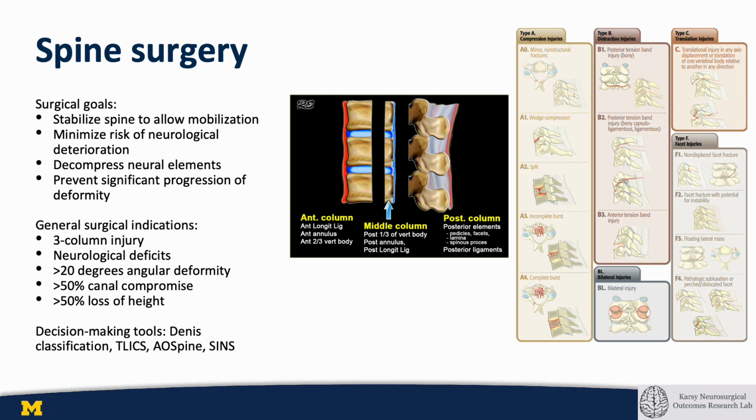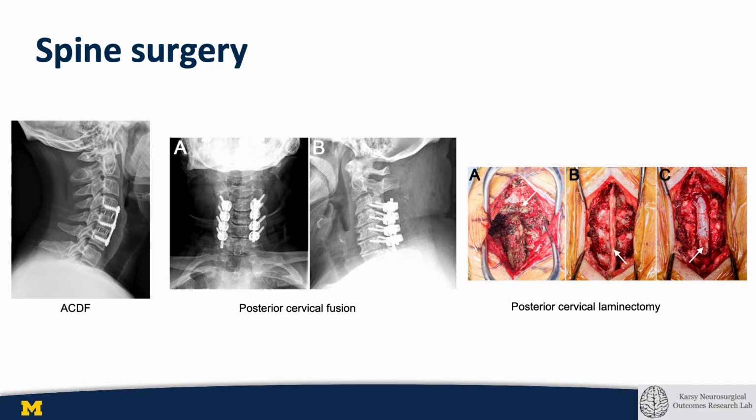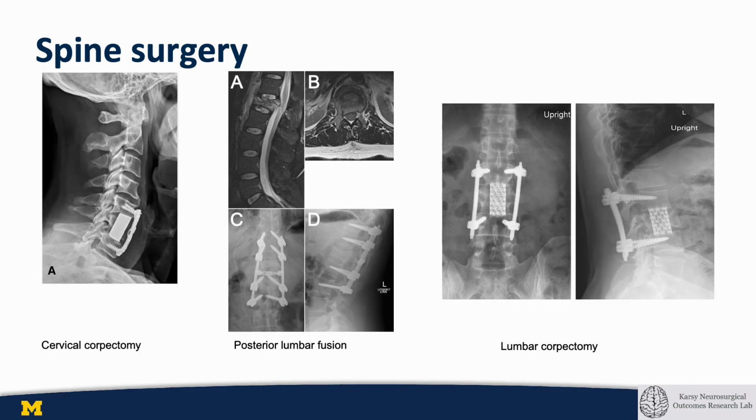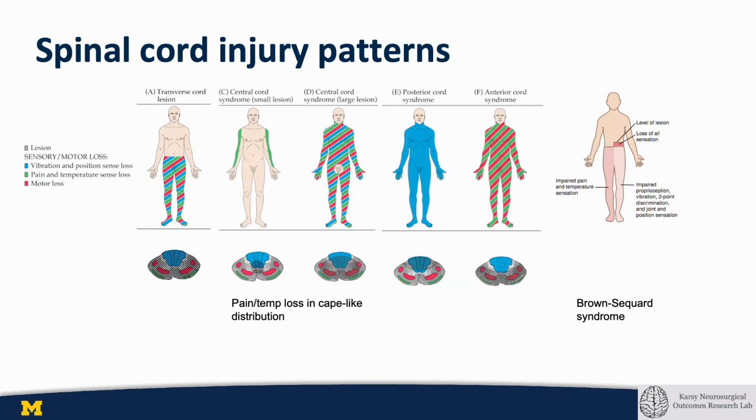These are some examples of spine surgery: an ACDF, shown with plating and screws from the front, a posterior cervical fusion, posterior cervical laminectomy to decompress the spine. Other examples of spine surgery include a cervical corpectomy, a posterior lumbar fusion, and the lumbar corpectomy, various examples of it. Some spinal cord injury patterns that are important to recognize. Transverse cord lesion basically takes out all the motor and sensory issues.